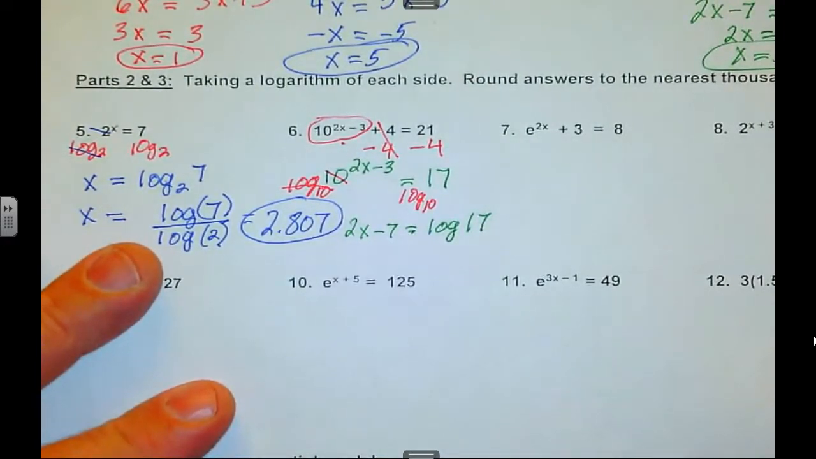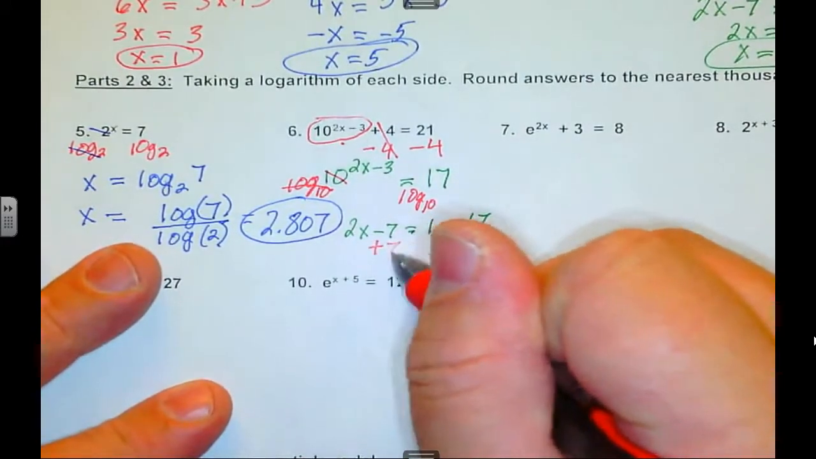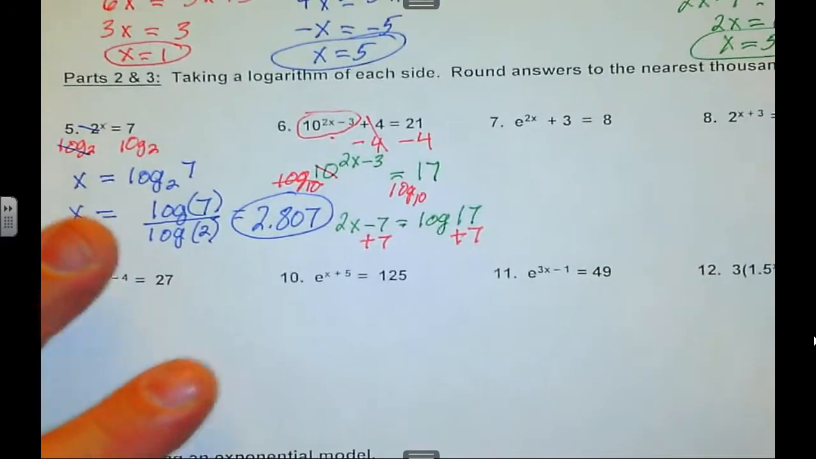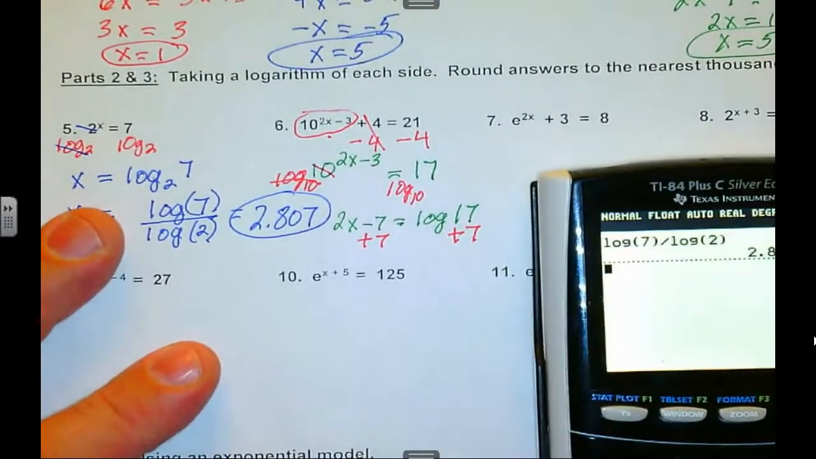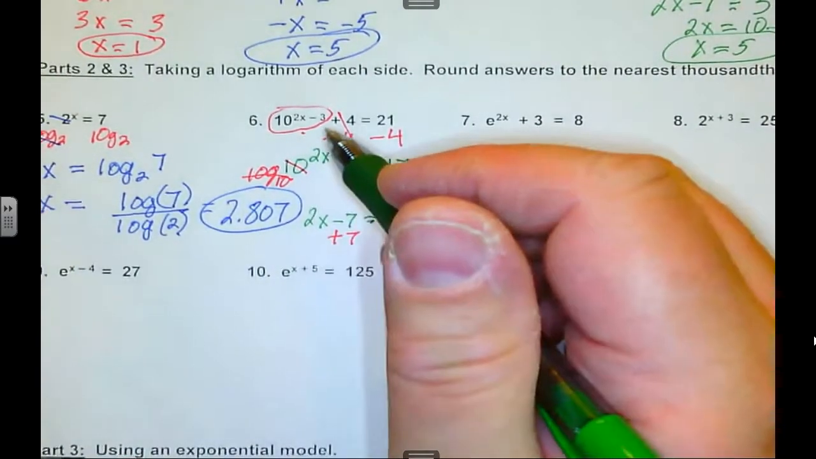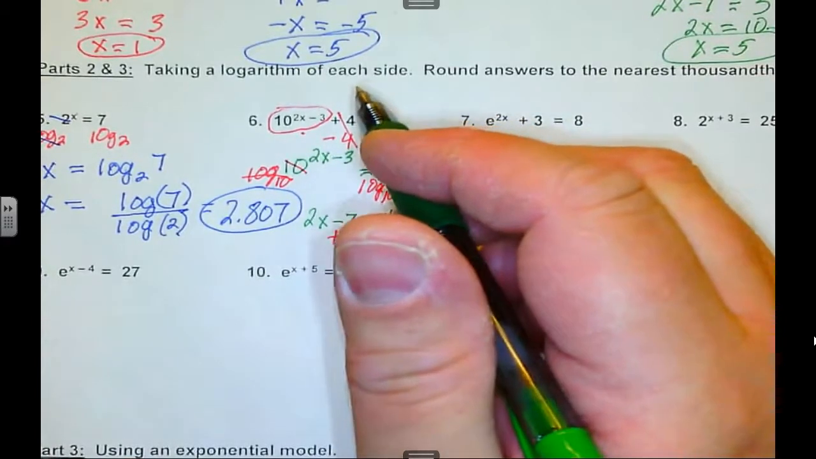Add 7 to both sides. Now, I'm going to go ahead and do that log of 17. Okay? I don't know where I got 7. It's because these guys are just bothering me and it's just throwing me off.